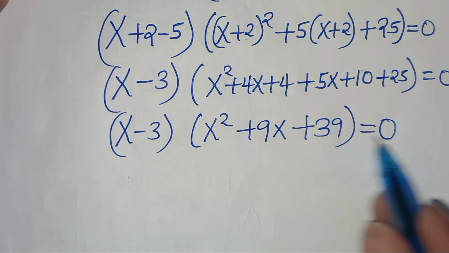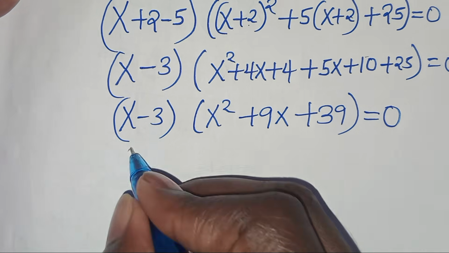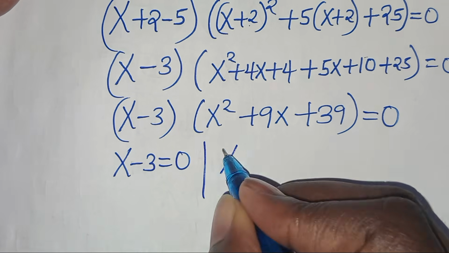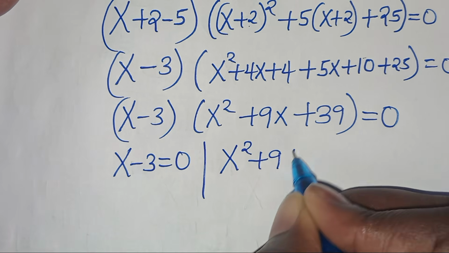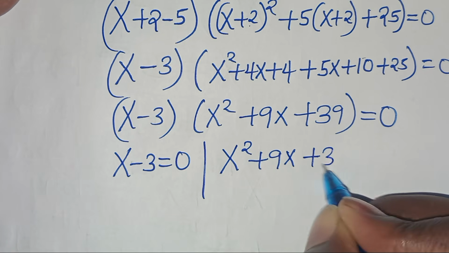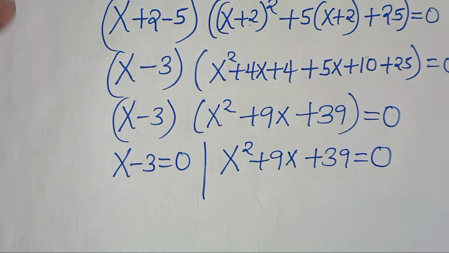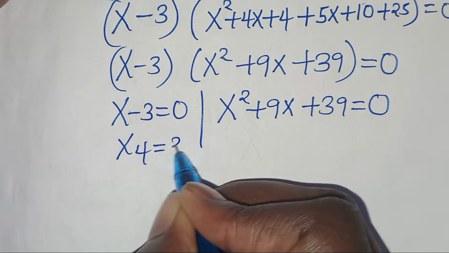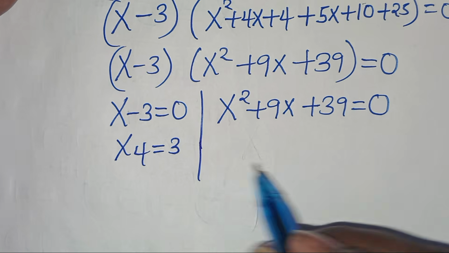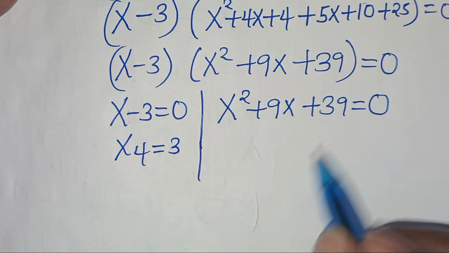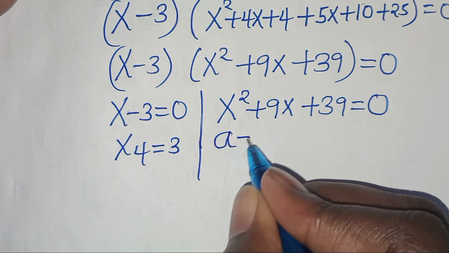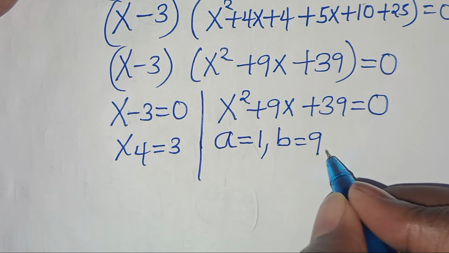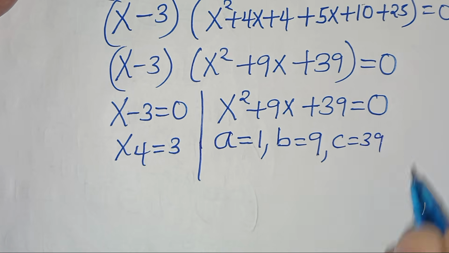So we have got two parts here. We have x minus 3 equal to 0. Then we have x to the power of 2 plus 9x plus 39 equal to 0. So we have x4 is equal to 3. This is the second real solution that we have. And the second part here is a quadratic equation, where we have a is equal to 1, b is equal to 9, and c is equal to 39.